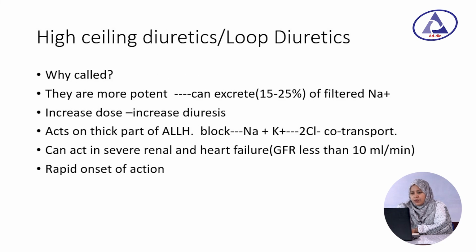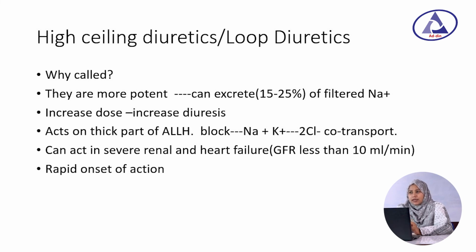Now we will discuss why the loop diuretics are called high ceiling diuretics. Because number 1, they are more potent, they can excrete 15 to 20% of the filtered sodium and water, and increased dose causes increased diuresis. They act on the thick part of the ascending limb of loop of Henle, and their mechanism of action is that they block sodium, potassium and 2-chloride transport. They can also act in severe renal failure and heart failure.